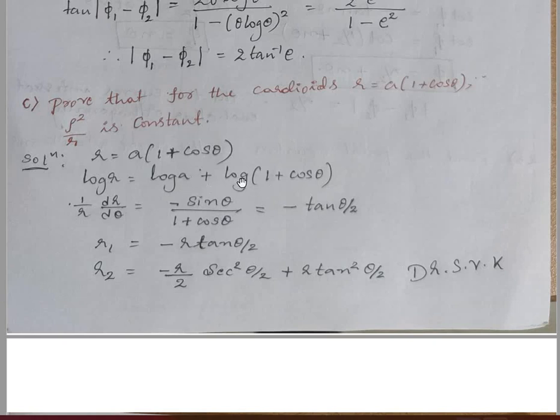The derivative of log a is 0, as it is a constant. The derivative of log of 1 plus cos theta is 1 by 1 plus cos theta into the derivative of cos theta, which is minus sin theta. As I discussed in the previous video, we can apply the trigonometric identities, and I get the solution as minus tan theta by 2. Therefore, dr by d theta, that is r1, equals, transferring r to the right hand side, minus r tan theta by 2. Differentiate this with respect to theta and you get r2. So r2 is minus r by 2 times secant square theta by 2 plus r tan square theta by 2.